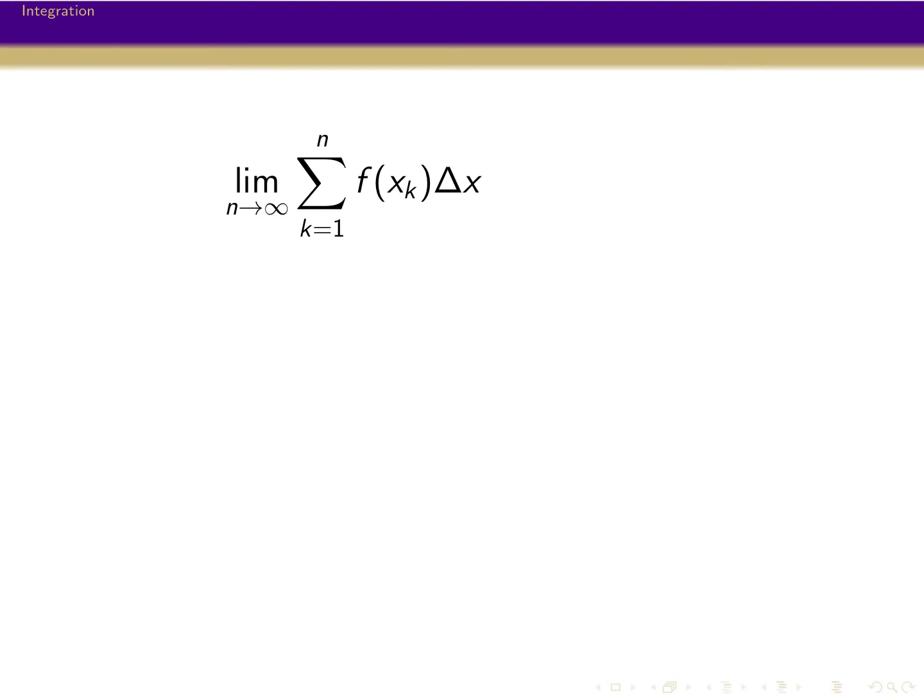We thought about this where f of x_k represents a height and delta x represents a width. But there are other areas in which this could make sense. We could have, say, f of x_k represent a speed, and then delta x represents a bit of time.